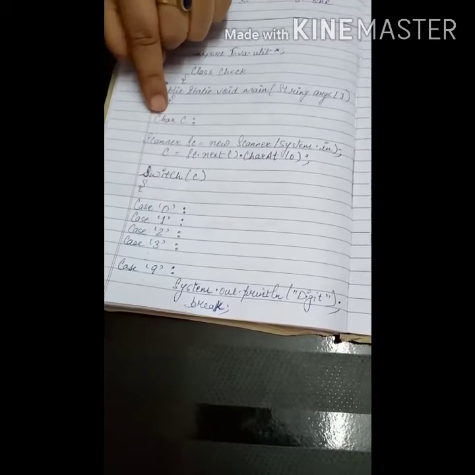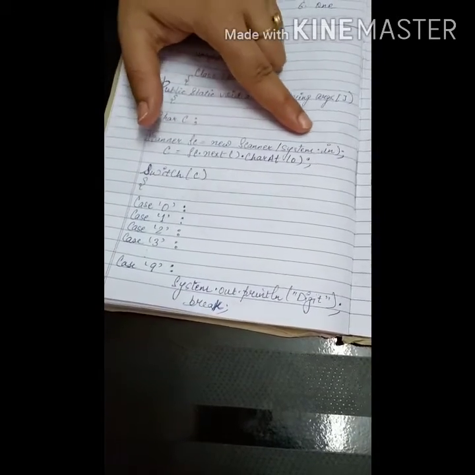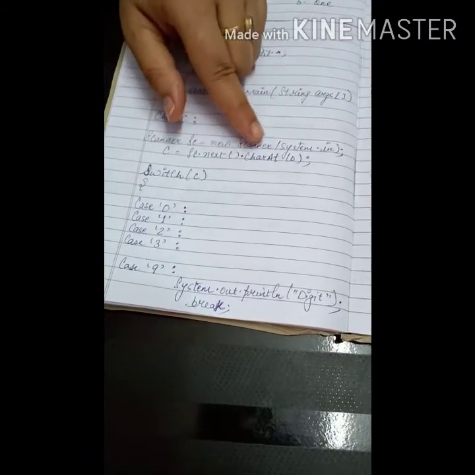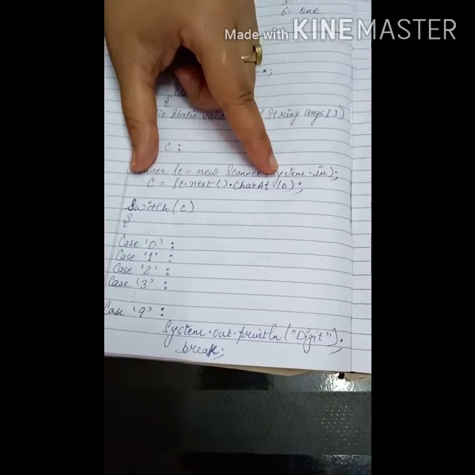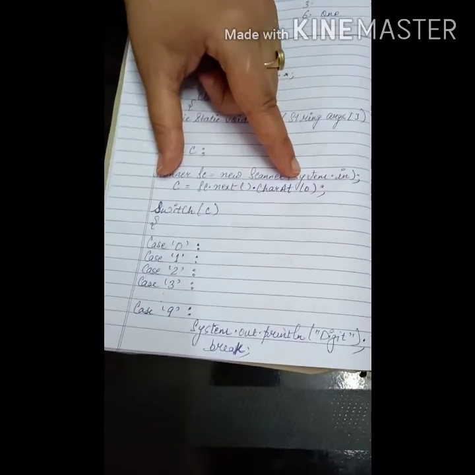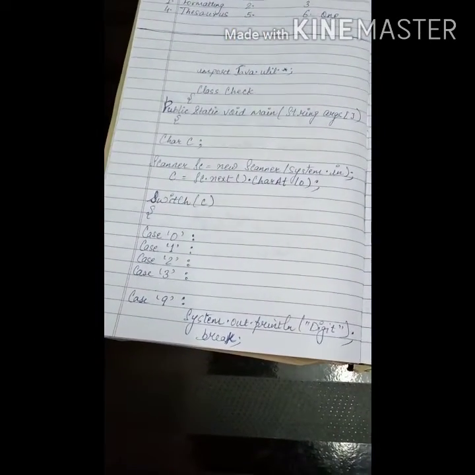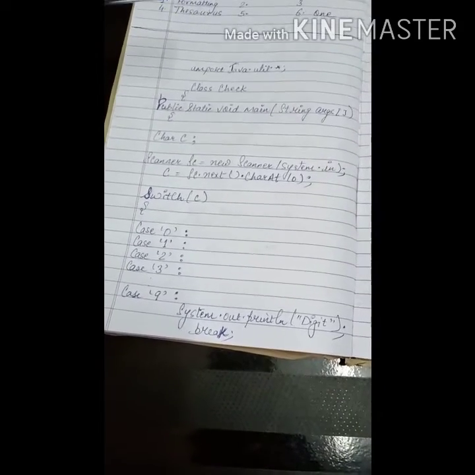Now char I have inputted c, Scanner sc = new Scanner(System.in); c = sc.next().charAt(0). So this was the way for inputting the character. Now switch(c). Now we have to check whether the character is a digit, letter or a special character.